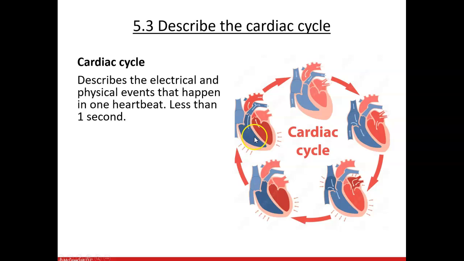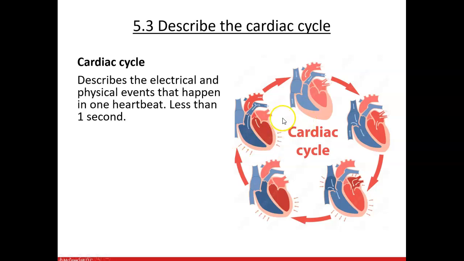Then here they're showing you the bottom of the heart, the two ventricles contract and push the blood through the pulmonary arteries and the aorta. And then the whole heart relaxes. So we've got the top of the heart contracts, the bottom of the heart contracts, and then the whole heart relaxes. And that's what's happening in the cardiac cycle. You've got to have this rhythmic pattern.